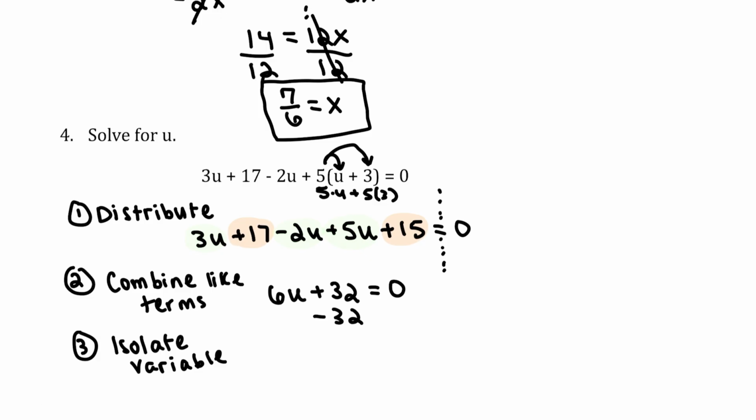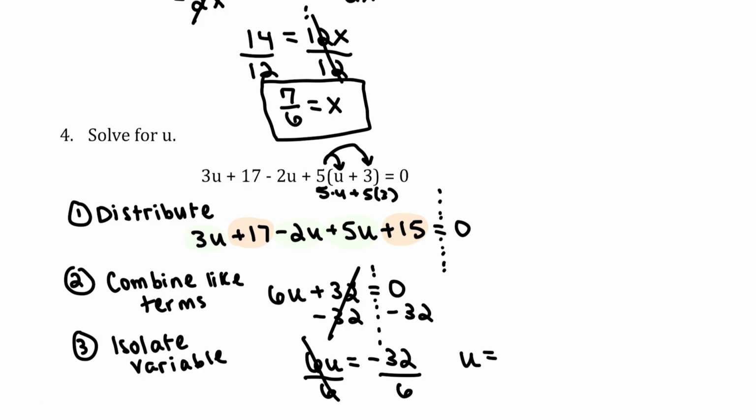We're going to subtract 32 from both sides of our equal sign just once. So I'm drawing a little dashed line to make sure we do that just once. And we're going to get 6u is equal to negative 32. And then we're going to divide both sides by 6. So when we divide both sides by 6, we are going to get u is equal to negative 16 over 3. And that is the simplified fraction form.